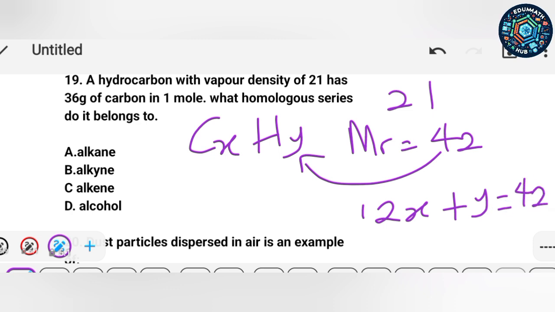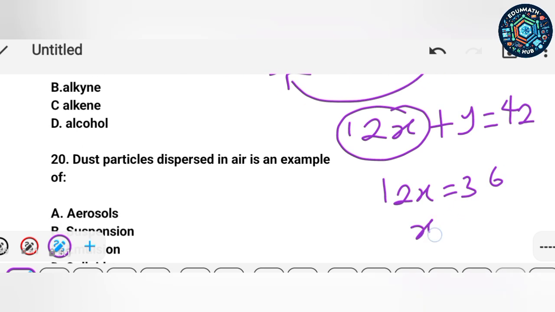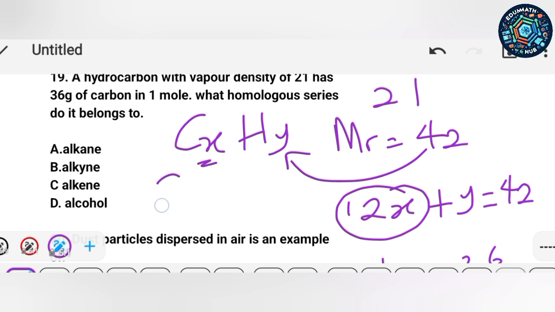But from the question, you can see that the carbon there is 36 grams. That means everything from here must give you 36. So you just equate 12x equals 36. Solve it and you get x equals 3. That means in our hydrocarbon CxHy, the value of x is 3. So we're going to have C3. That's the first thing. Now to get Hy is very, very simple.